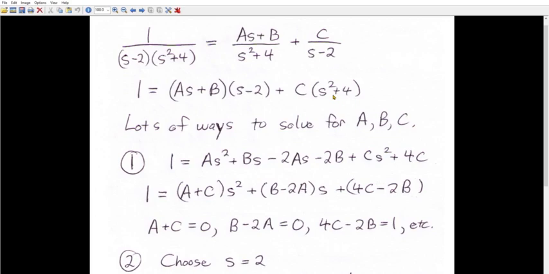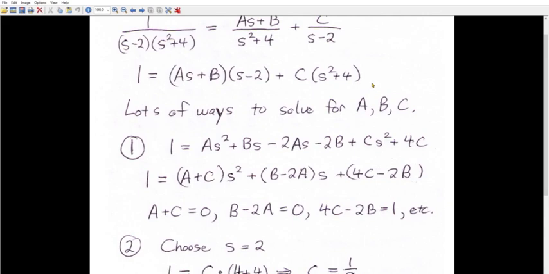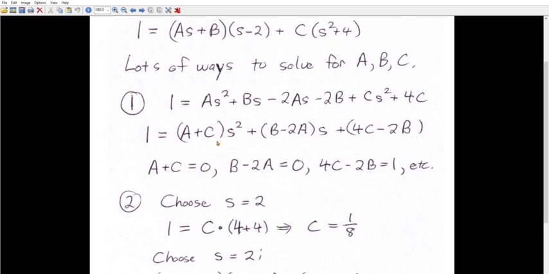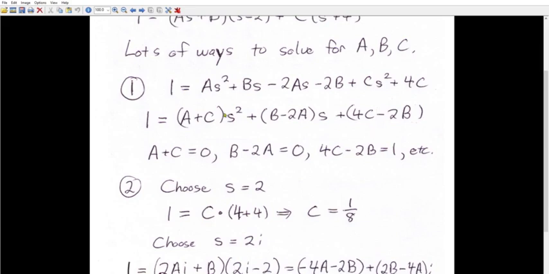There are lots of ways to solve for A, B, and C. So one of the things you could do is you can just multiply this thing out. And what you end up with here is As² + Bs − 2As − 2B. And here we've got Cs² + 4C. We collect all the terms. The s² stuff gives us an A and a C. The s stuff gives us a B minus 2A. And the constant stuff is 4C minus 2B. And now that's got to match this thing, which is 0s² + 0s + 1.